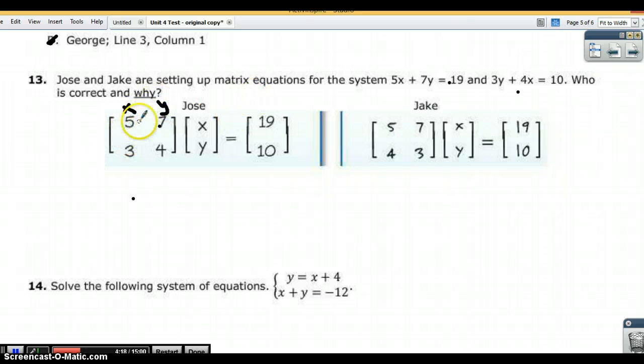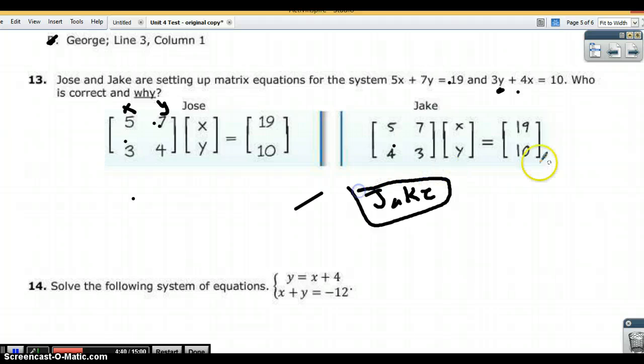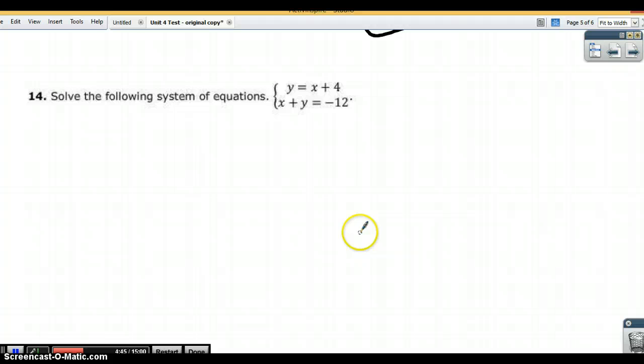So x, in coefficient of x is 5 and 7, good. Coefficient of x in the second one is not 3. 3 is the coefficient of y. So Jake is correct with his. So the correct answer to this one was Jake. Jose was wrong. All he did was take it exactly how you see it, but you can't do it that way. Alright, so 14. Solve the following system of equations.